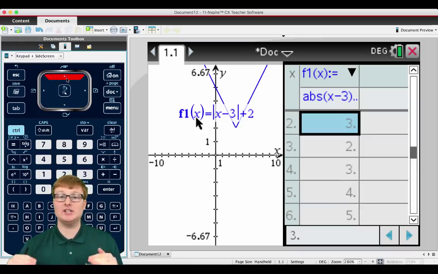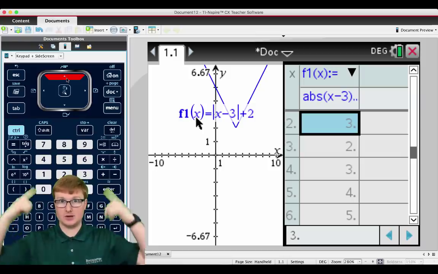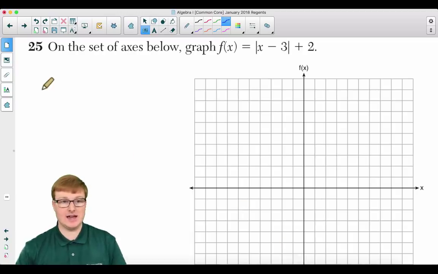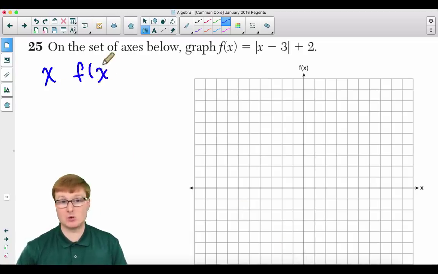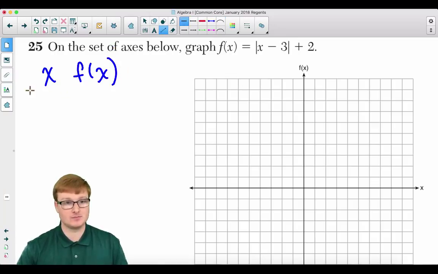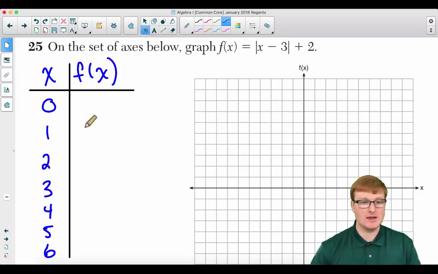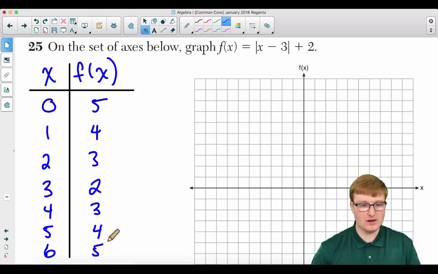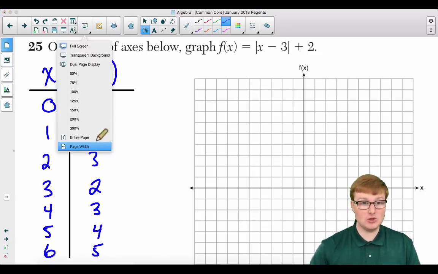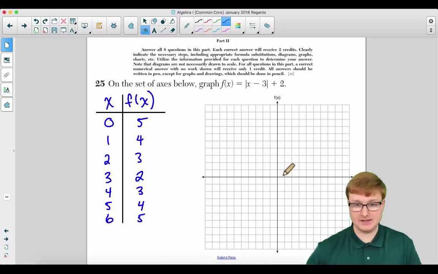So what I do is I start at the turning point, and I go 3 above, 3 below, and I copy my list down. So we have x and f of x, or y if you want. And we have 0, 1, 2, 3, 4, 5, 6. And these are the corresponding y values. So we have 5, 4, 3, 2, 3, 4, 5. That's all done. Now all you need to do is go ahead and graph this on your axes.